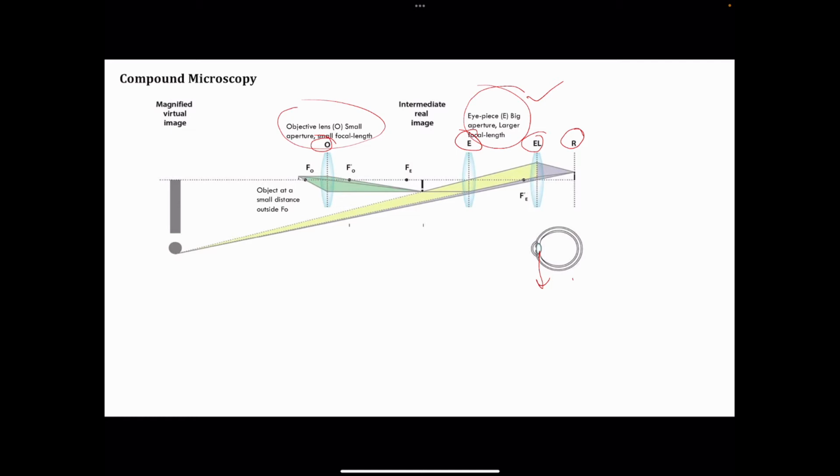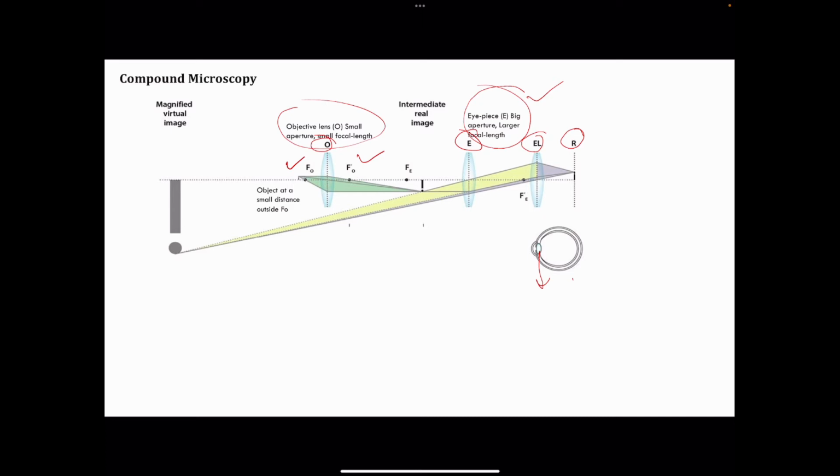Now that we know what the different types of lenses are, let's see how these lenses are arranged and why they are arranged like that. But before that, there are some other markings we need to introduce. There's FO and F-O dash, where FO is the back focal plane of the objective, while F-O dash is the front focal plane of the objective.